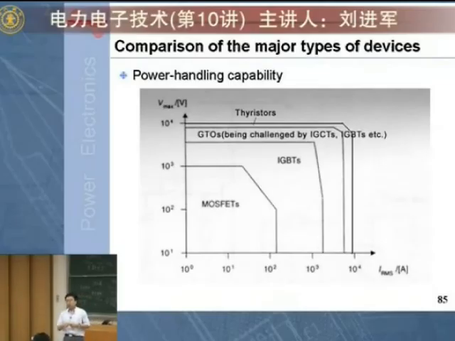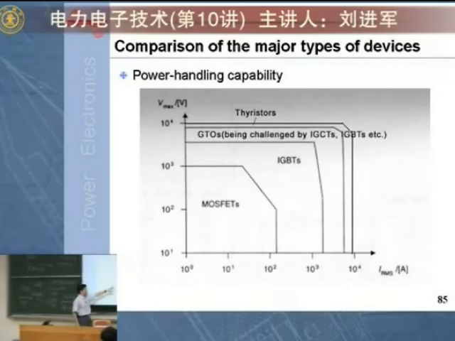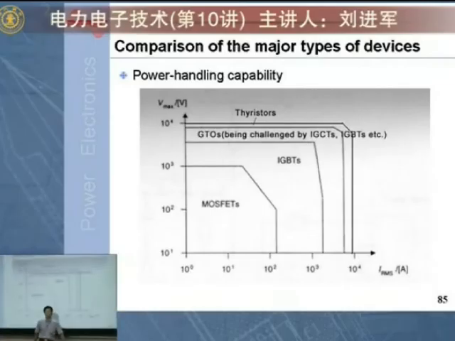Thyristor, although it's a half-controlled device, is still able to handle the highest voltage and largest current. So in HVDC, the high voltage DC transmission system, you still have to use thyristor. Other than that, it is just MOSFET and IGBT. We always use MOSFET and IGBT.